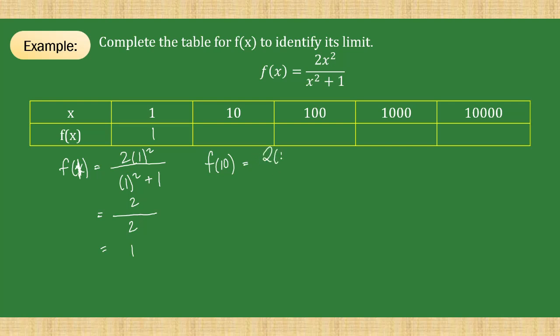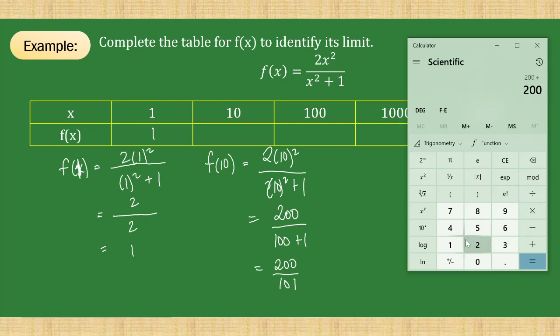We have here 2 raised to 10 squared all over 10 squared plus 1. So, 10 squared is 100 times 2 is 200. All over, this is 100 plus 1. So, 200 divided by 101, let's use our calculator. So, we have 200 divided by 101. I-round off natin sa second decimal number, we have 1.98.